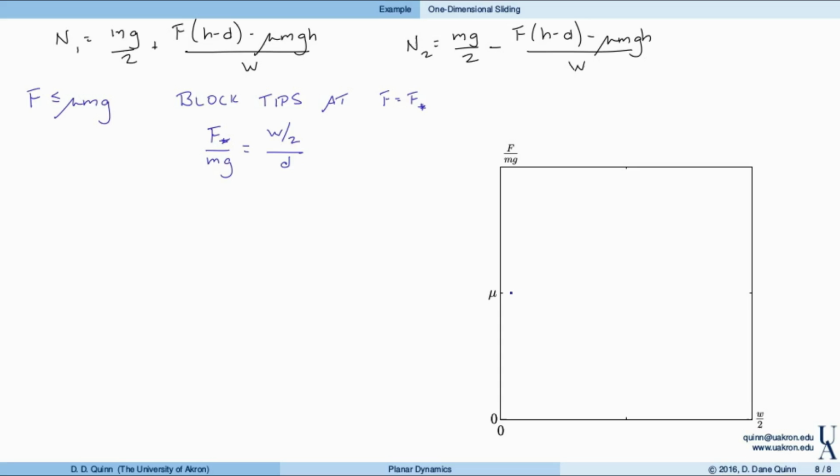Here, F over mg has to be less than mu for this case of stick. And then, once again, we have two cases. This is the line F star over mg.